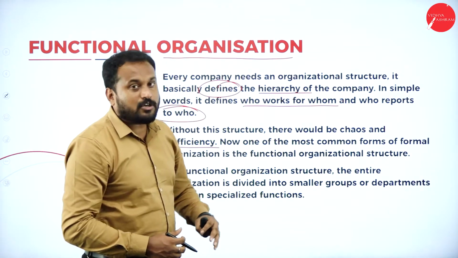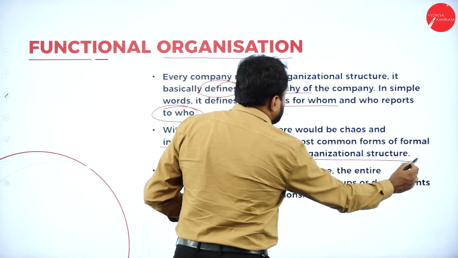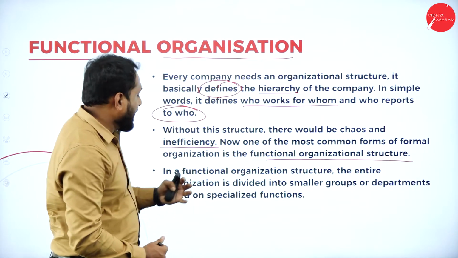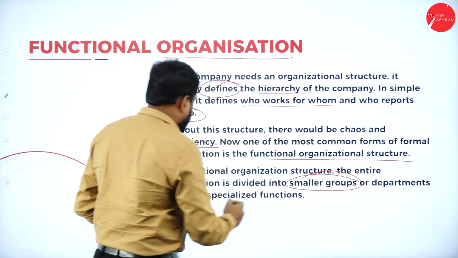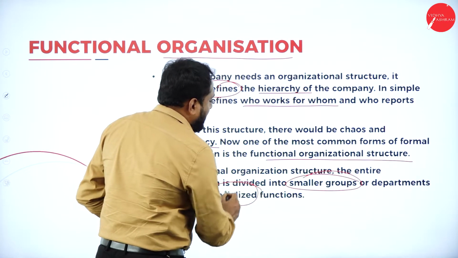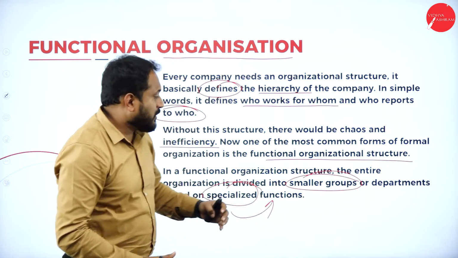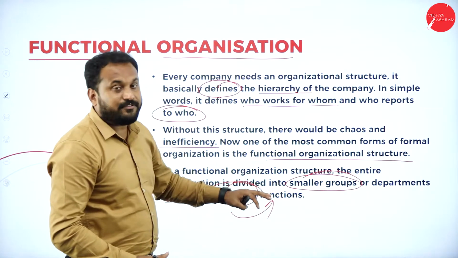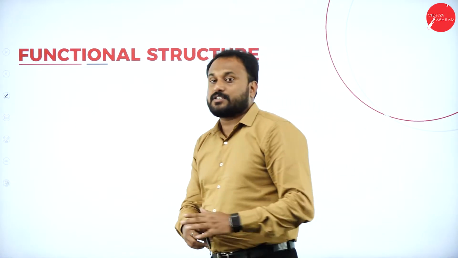Now, one of the most common forms of formal organization is the functional organizational structure. In the functional organizational structure, the entire organization is divided into smaller groups or departments based on specialized function. So I told you about it. There are two types of it. One is the departmental, and one more is the specialized functions of smaller groups. So I'll be giving you the functional structure. Please understand the functional structure here, students.